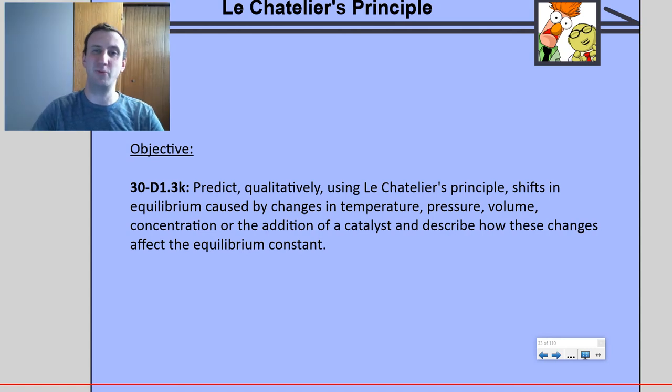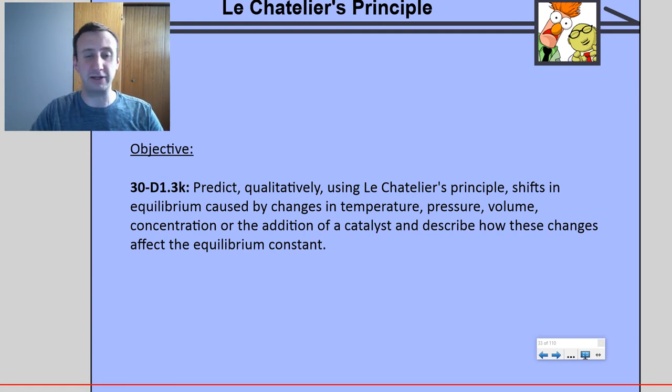Hello, Chemistry 30, and welcome to a lesson that is quite long on Le Chatelier's principle. Essentially, this is about how we can manipulate equilibriums in order to get more of what we want, whether that's a reactant or a product. We can make changes, which we call a stress, and then the equilibrium will shift or change in order to undo what we did with the stress.